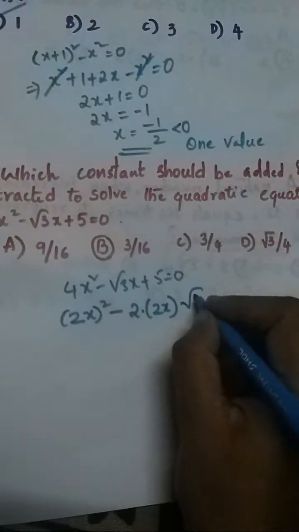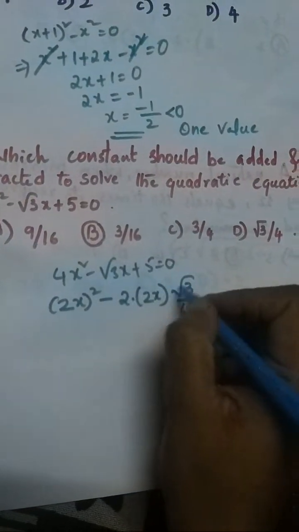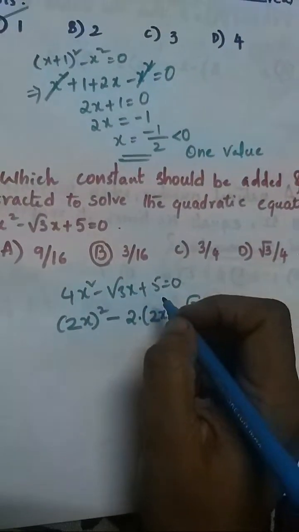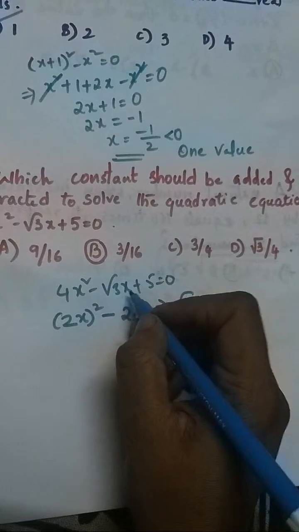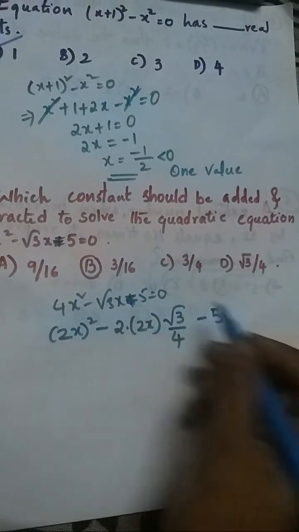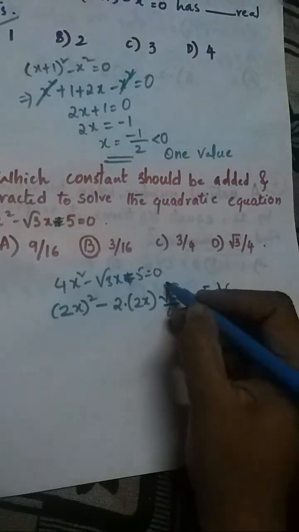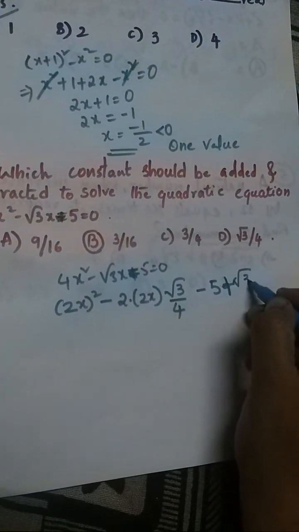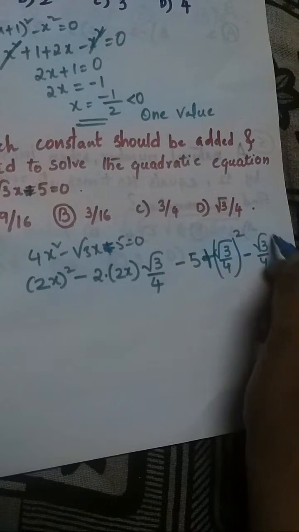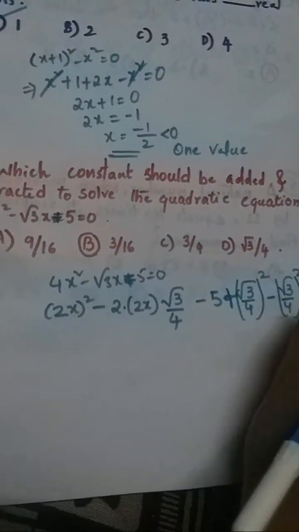b is root 3 by 4, because whenever we cancel these 4 we get root 3 x. Now minus 5 is there. What should be added here? Root 3 by 4. So root 3 by 4 whole squared as b squared, adding and subtracting this root 3 by 4 whole squared. Let us see if it works or not.